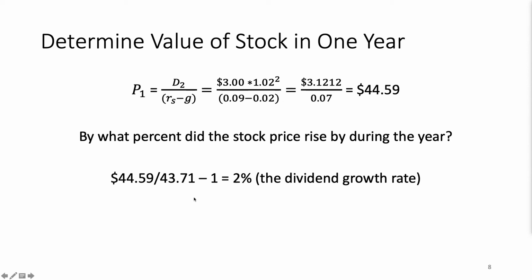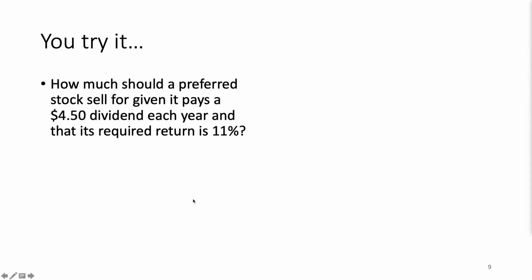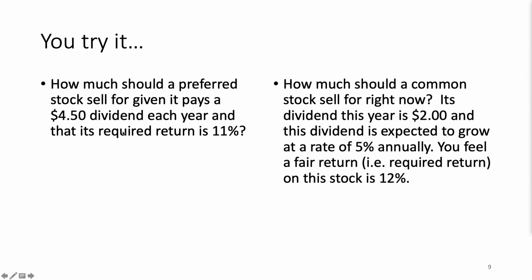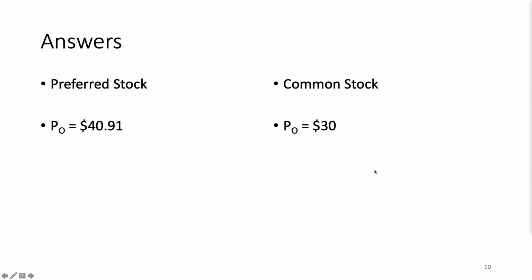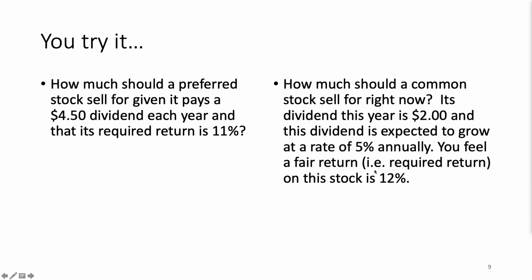And so what I've done, you could do with the remaining class time, is try a couple of these. One, how much should a preferred stock sell for, given it pays a $4.50 dividend each year and its required return is 11%? And two, how much should a common stock sell for right now? Its dividend this year is $2, and this dividend is expected to grow at a rate of 5% annually, and your required return for that stock is 12%. When you're done, the answers are right here, and you can scroll back and forth to take a look, or fast forward and so on.